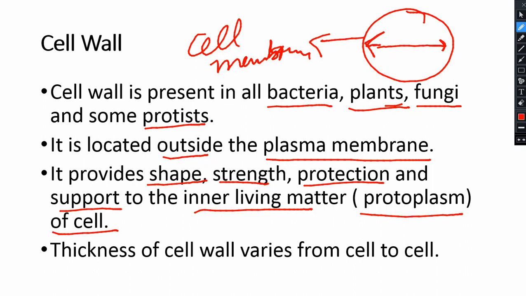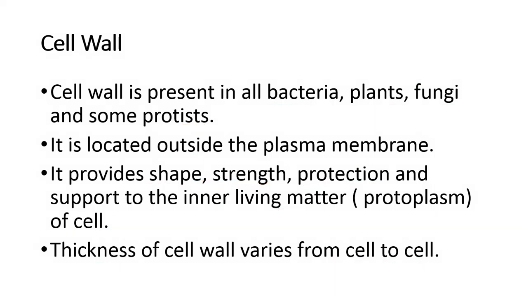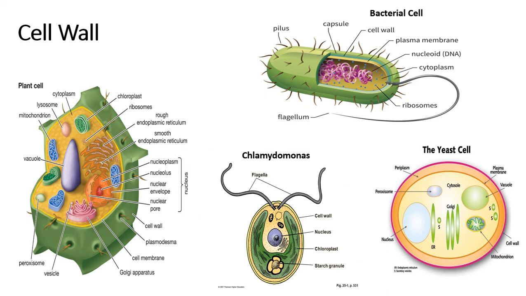The thickness of the cell wall varies from cell to cell, because as the cell grows, or if a cell is of a different type, then the thickness also differs. Some would be narrow and some would be thick. So let's learn the cell wall with the help of a diagram.